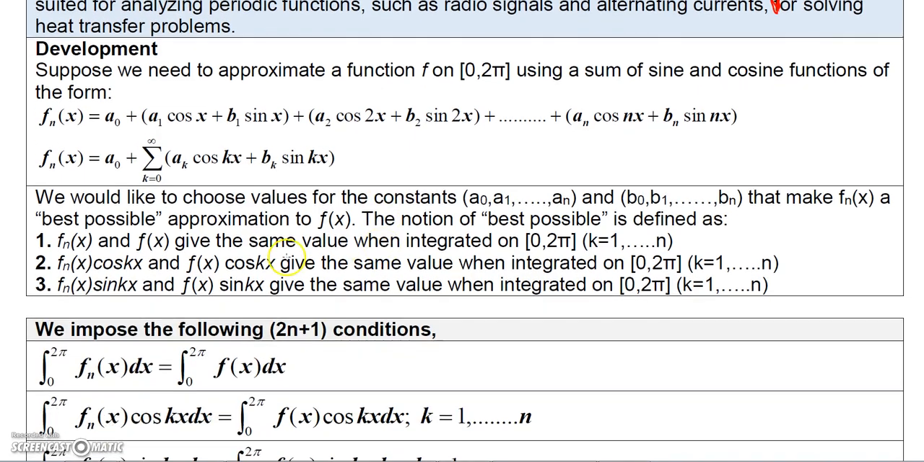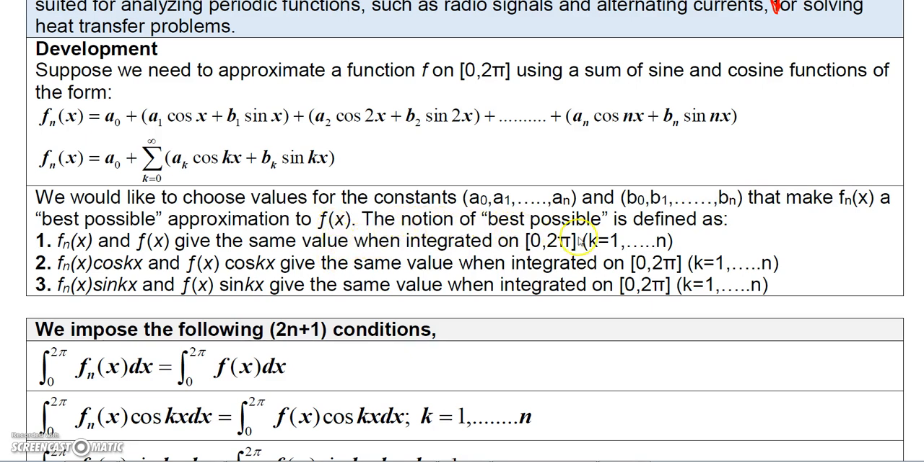Okay, so here's some things we would like. We actually would like to choose values for the constants a₀, a₁, and so on, and b₁, b₂, and so on, that make this function a best possible approximation to the function we're trying to approximate, f(x). So fₙ(x) is the function we're using, and f(x) is the function we're trying to approximate.